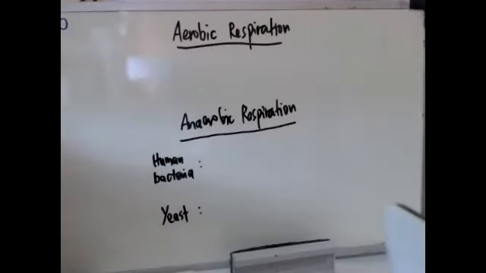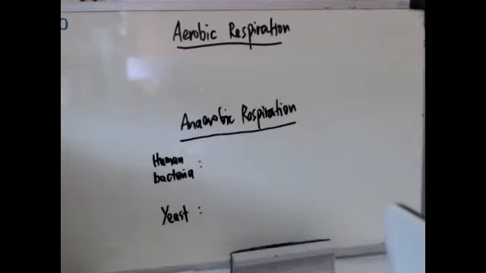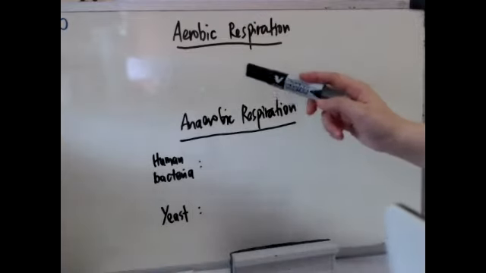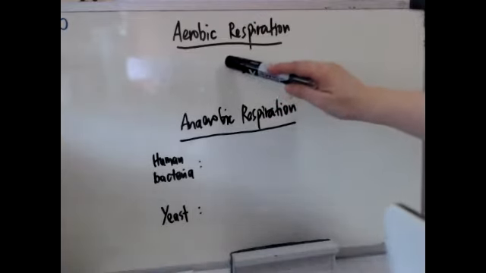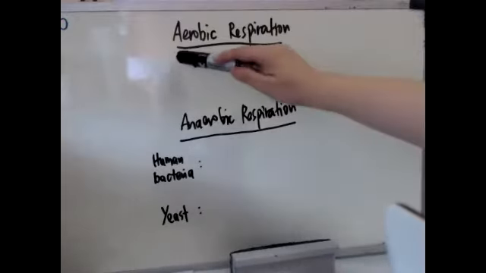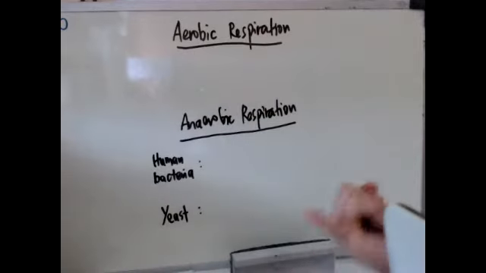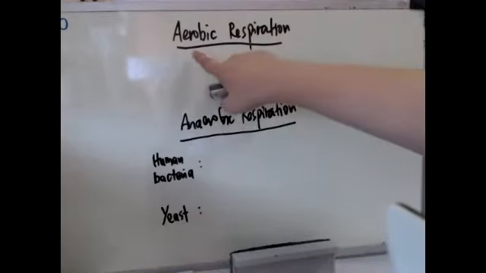Okay, let's take a look at respiration. There are two types of respiration: aerobic respiration and anaerobic respiration. So what does aerobic mean? What does anaerobic mean? Aero comes from the word air, like aeroplane. Aeroplane means it's the type of machine that flies in the air. Aero here means air.